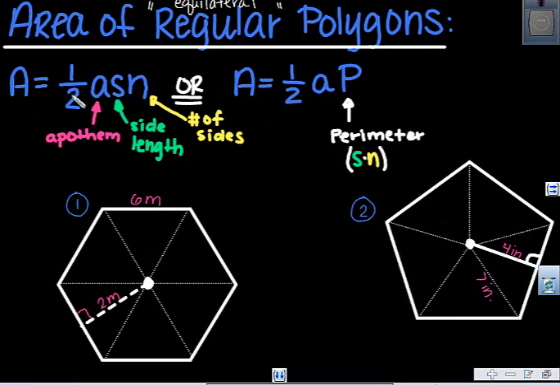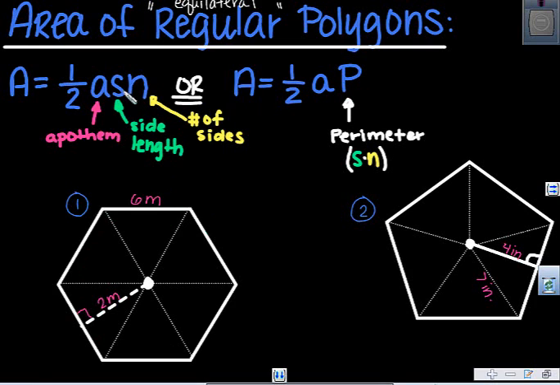The formula is 1/2 ASN, where A stands for apothem. Some people pronounce that differently, so if you pronounce it differently, that's fine. S is for side length, and N is for the number of sides. So in this case, a hexagon, our N is going to be 6. That's 6 sides.